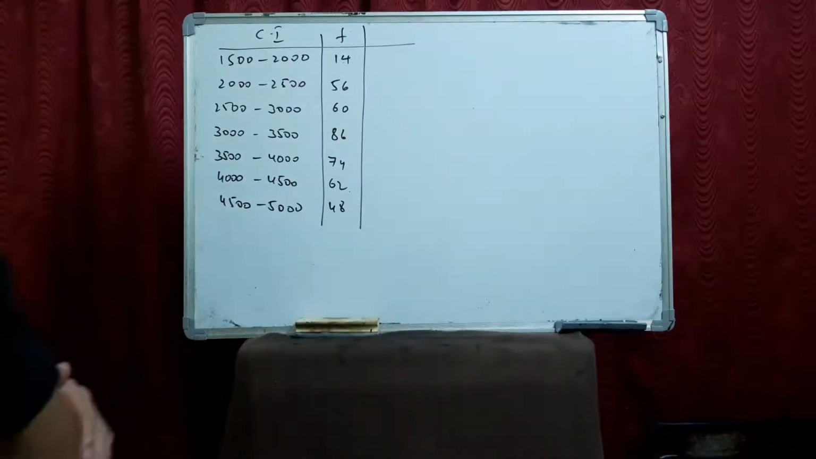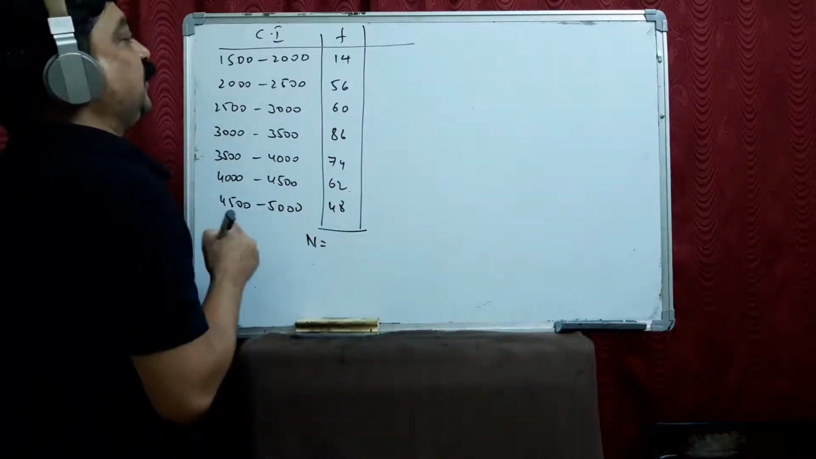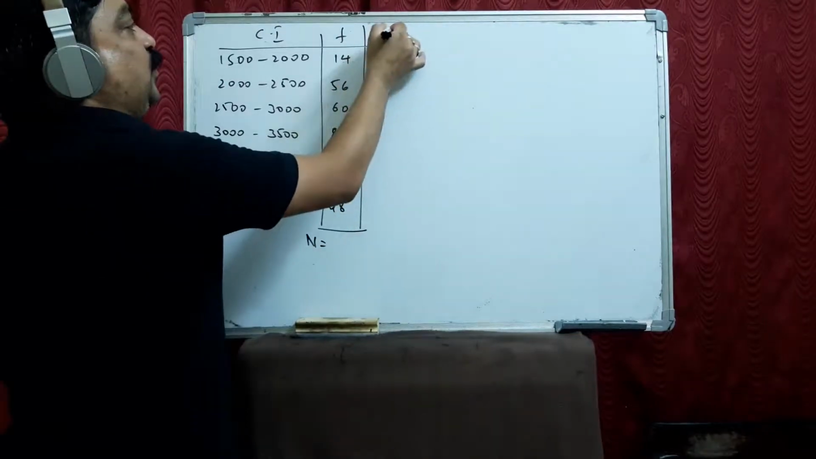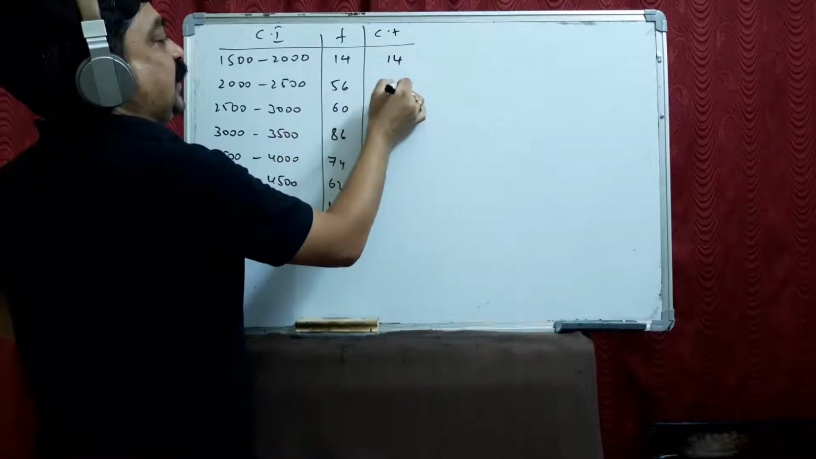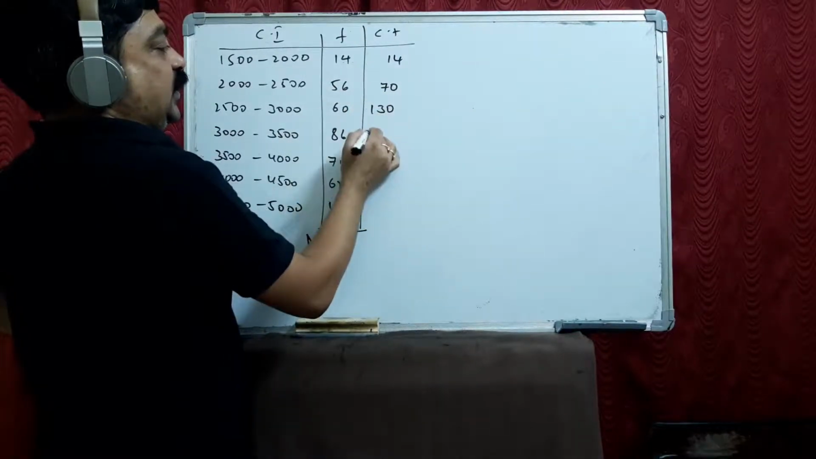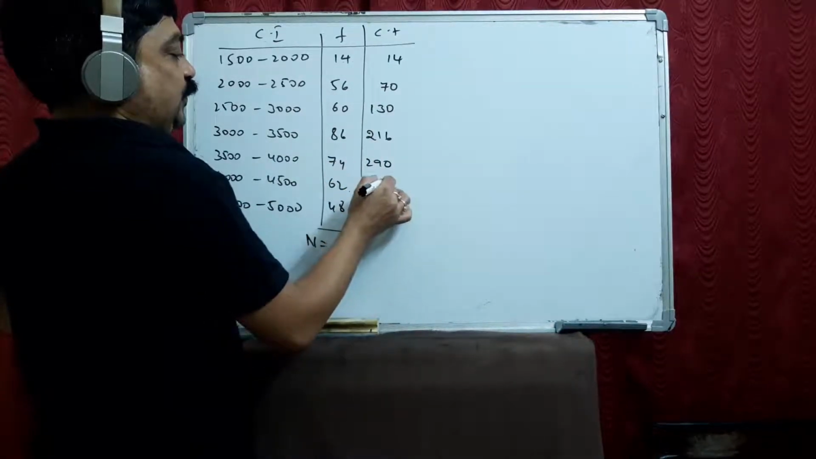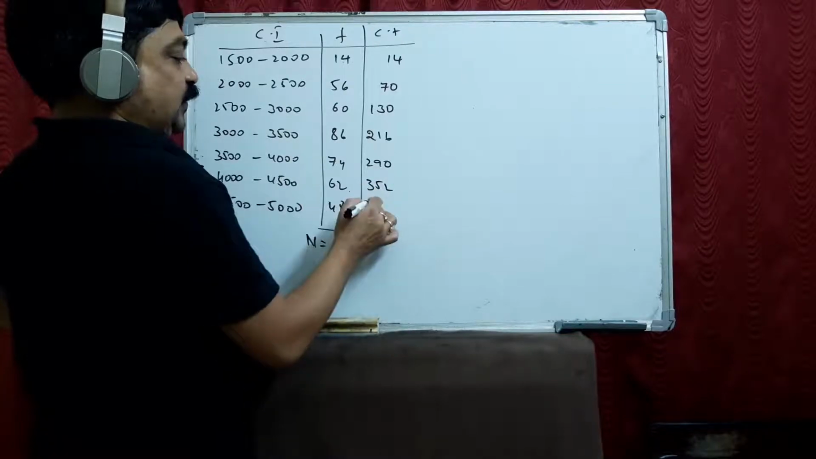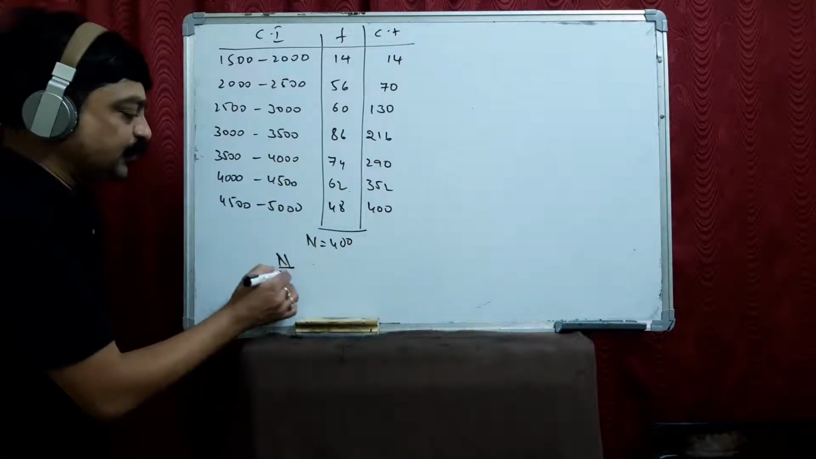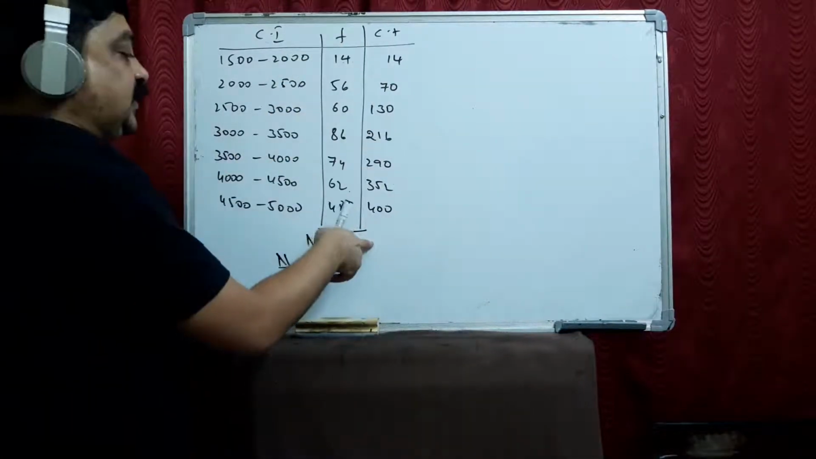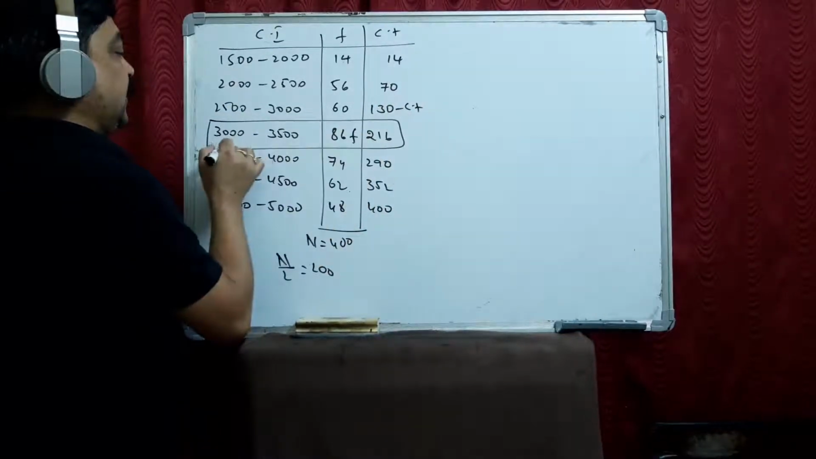Okay, see the fifth problem, the values are a little bigger, let us do it. Let us find the cumulative frequency so that you will get N also. 14 plus 56 is 70. This becomes 130 and 216, 220, 290, 352, 360, 400. So N will be 400. What is N by 2? N by 2 is 200. Let us see where it exceeds 200. It exceeds here. So this is CF, this is F, this is L.